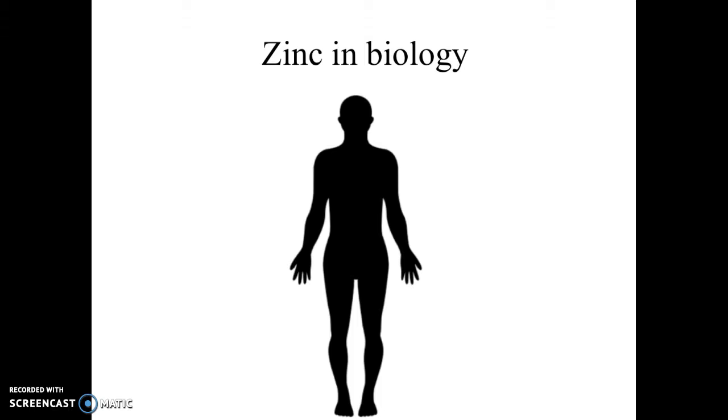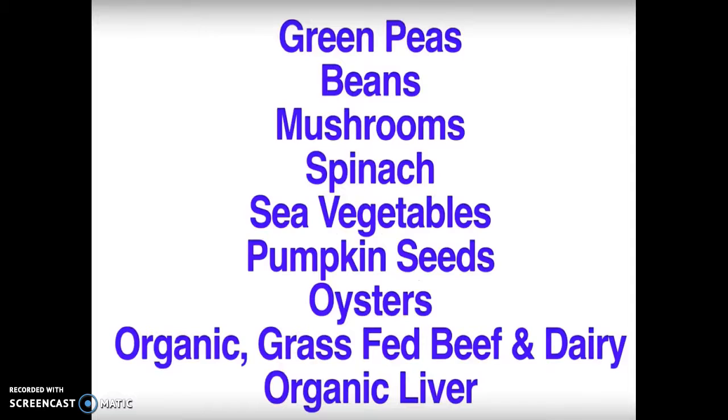Zinc is used in lots of vitamin pills. It's also important for taste, smell, and healing wounds. Zinc occurs in many foods such as green peas, beans, mushrooms, spinach, sea vegetables, pumpkin seeds, oysters, organic grass-fed beef, and dairy and organic liver.